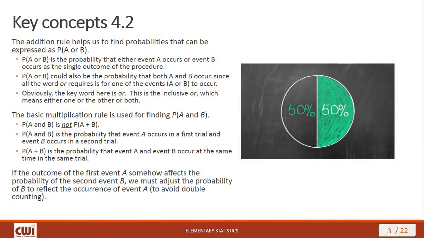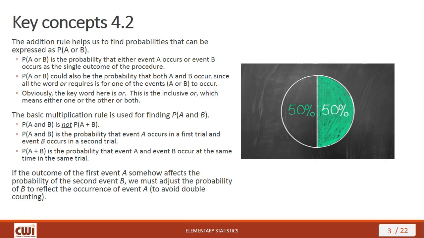Key concepts in this section. So we're going to look at the addition rule and the basic multiplication rule. When you see probabilities of A or B, that word or signals the addition rule. When you see the probability of A and B, that and is going to signal the multiplication rule. Now, keep in mind that the probability of A or B is the probability that either event A or B occurs as a single outcome of a procedure. So this word or is being used in the inclusive sense.